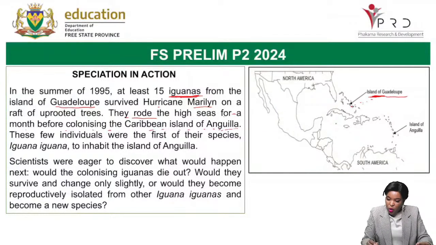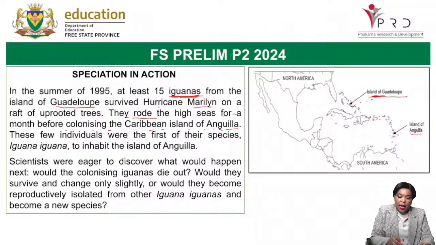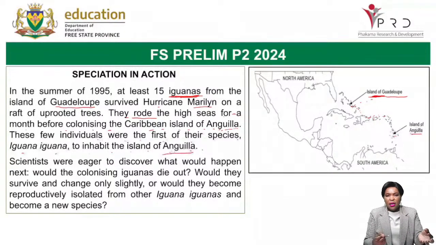Now you come. So they went for a month, they took a journey. Those iguanas, the 15 iguanas, they came and they started settling here in the island of Anguilla. You are following the story so that when you come to answer, you understand what is happening. Then, these few individuals were the first of their species, iguana, to inhabit the island of Anguilla. Okay, then you make sense. Oh, so there were no iguanas there. Before these 15 arrived, there were no iguanas. They were the first to live there.